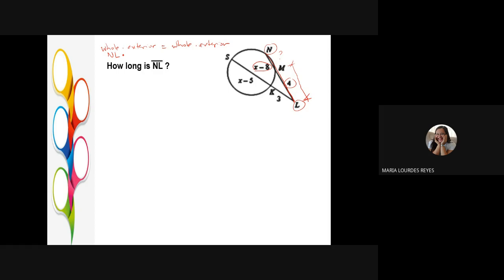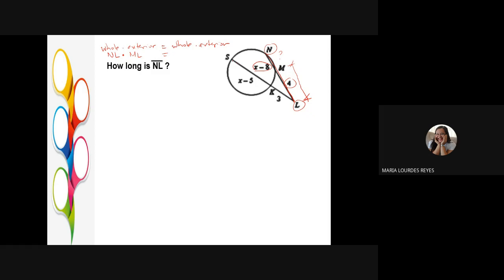Is anyone still there? The 4, what is its name? The one with the measurement of 4. Line segment what? What letters are they? NL, ma'am. Okay. So, whole is NL, its exterior is ML. Okay? Remember, the positions of these letters can be swapped. So, it can be LN, it can be LM. Next, the counterpart.